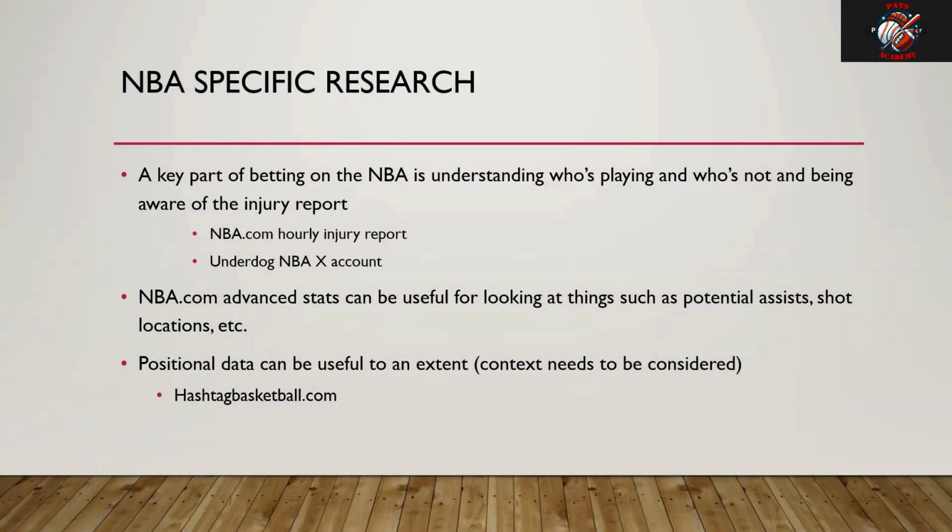Other than the NBA.com injury report, the Underdog NBA account on X is a great resource for news on injuries and lineup changes. Since the injury report only comes out every hour, I'll look on the Underdog account within those hours to see any news that I missed, especially right before games happen. And also I can see the starting lineups to get a better idea of how the rotations are going to play out.